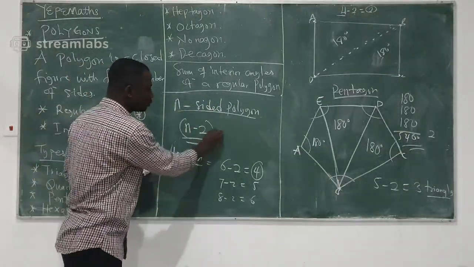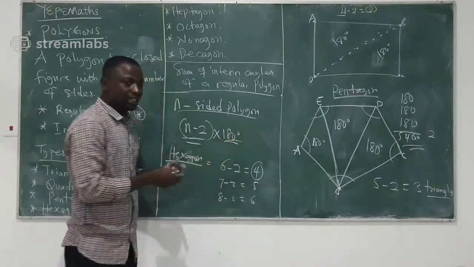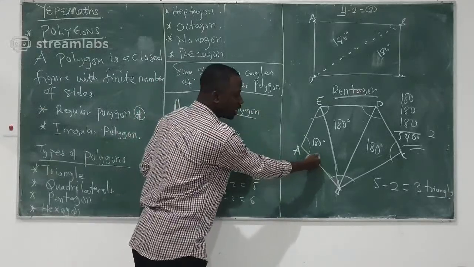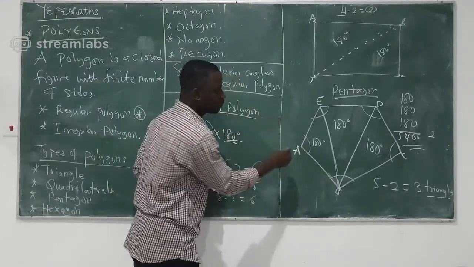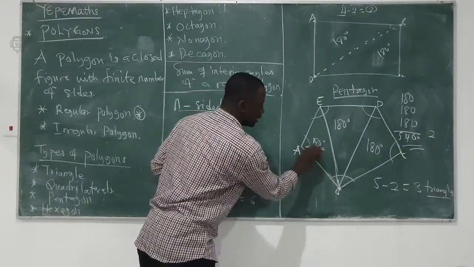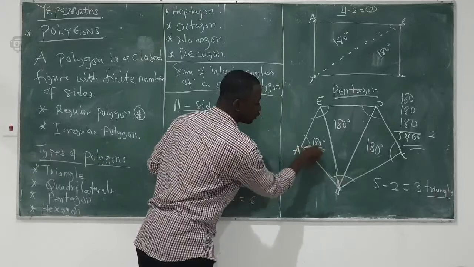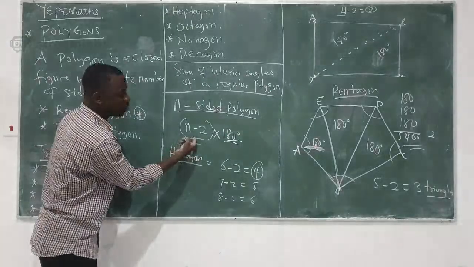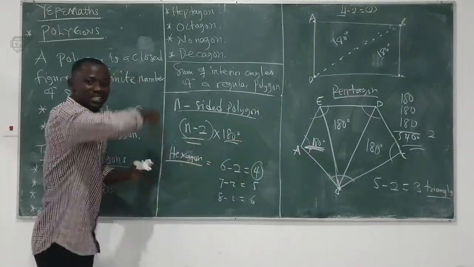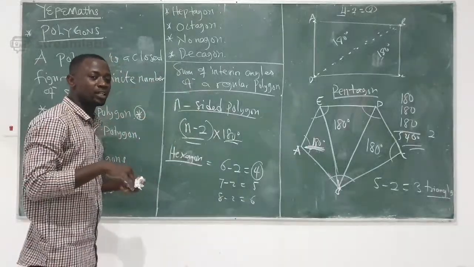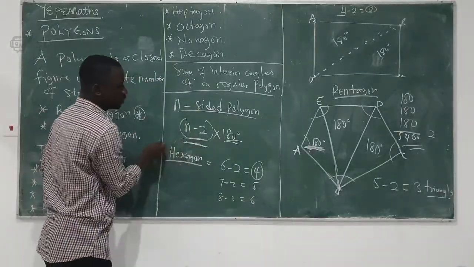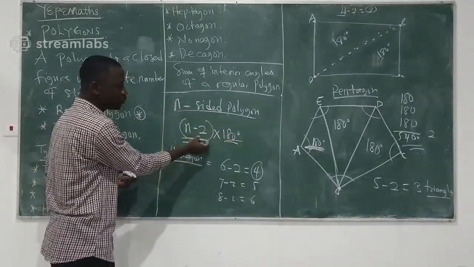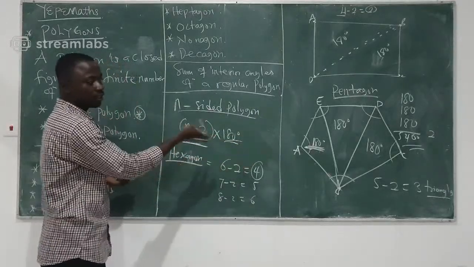We just multiply it by what? By 180 degrees. This is coming from the fact that when we pick each triangle that we were able to form in that particular polygon, the sum of angles in that triangle is 180. So we just multiply 180 by the number of triangles, and that gives you the sum of interior angles of the particular polygon. So if you see in your books that the sum of interior angles of any given regular polygon is n minus 2 times 180 degrees, this is how they got it.